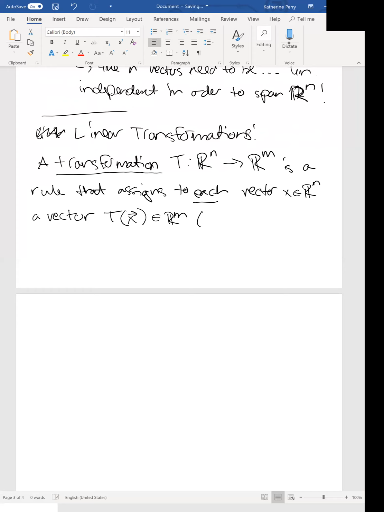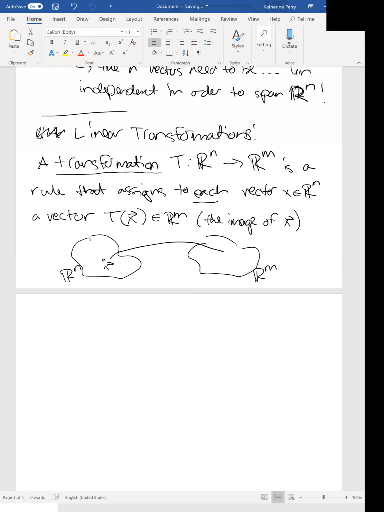And we call this the image of x. And so we said here is Rn, and here's my vector x. And then over here, I have Rm, and my transformation takes x and sends it over here to some new vector, T of x.